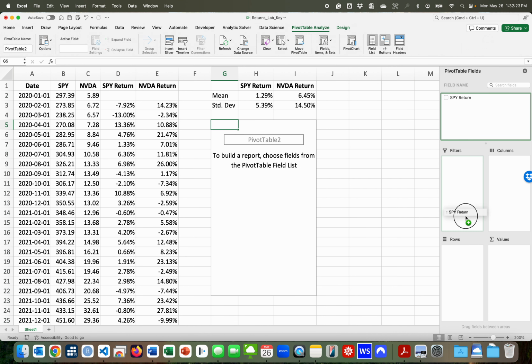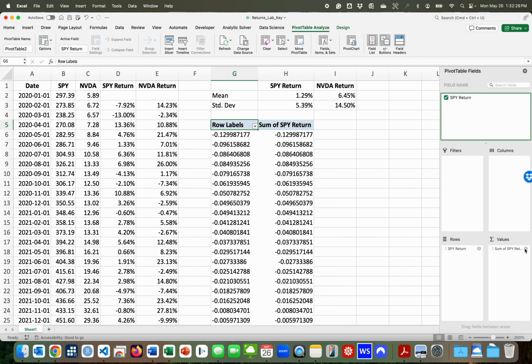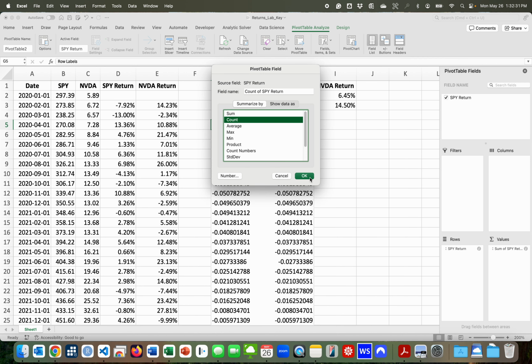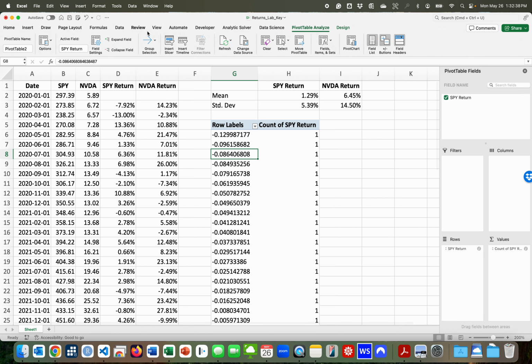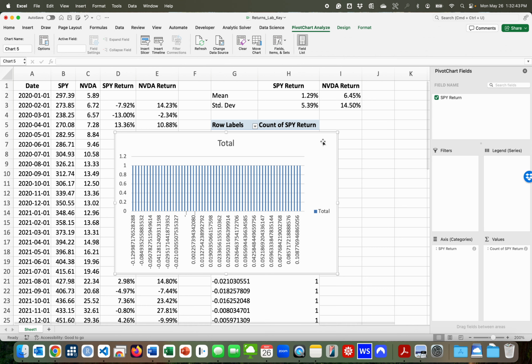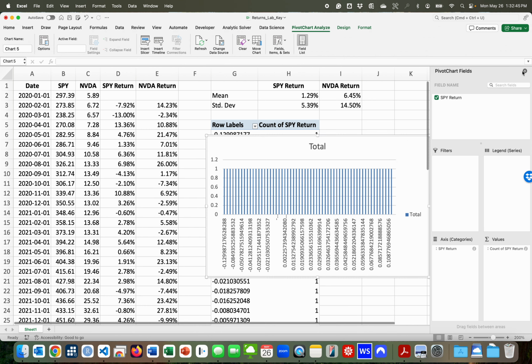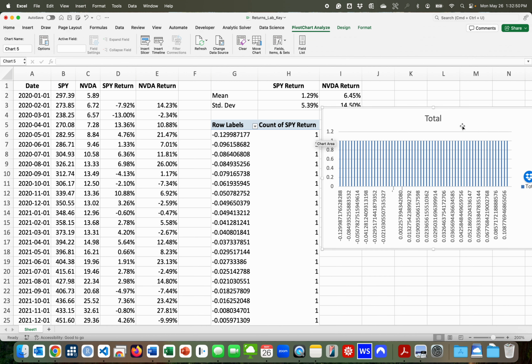I want to bring SPY into rows. I want to bring SPY into values. I want to make sure we change that to count, not the sum. And let's go ahead and plot this. And then we'll change the bin width later. So notice we get ones everywhere. Since this is a continuous variable, it is nearly impossible to have the same return show up more than one time. So this histogram makes absolutely no sense.